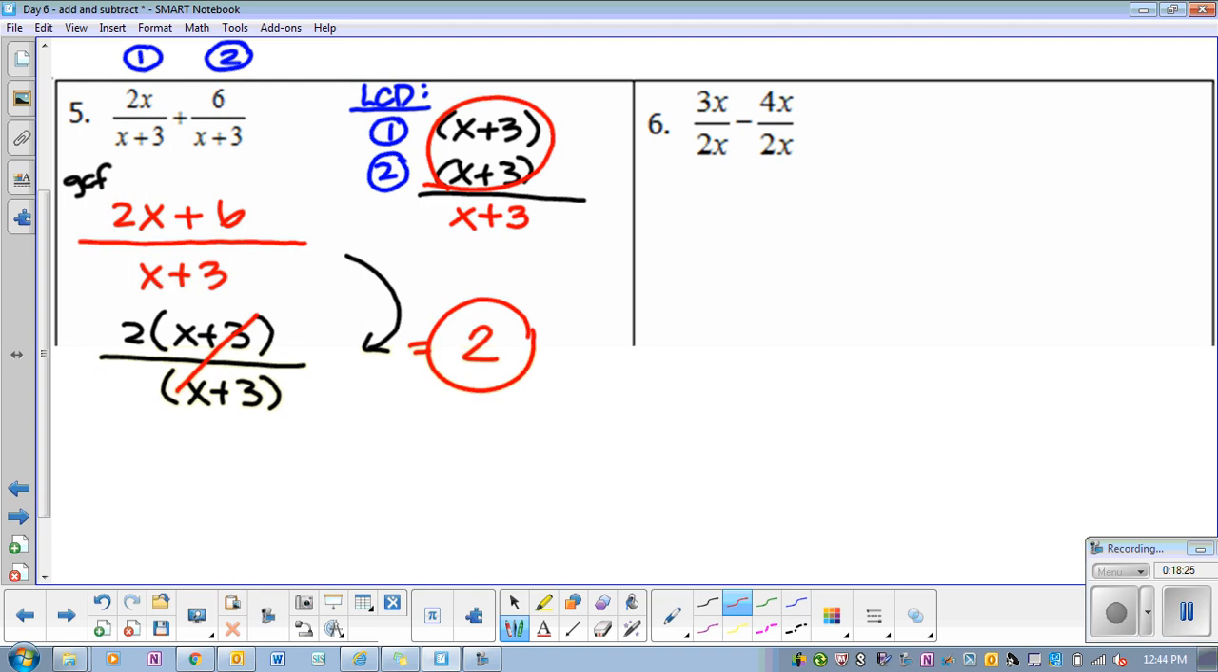All right? All right, so look at number 6. Do I need to find the LCD? No, it's already the same. So then this one, 2x. And on top, I have 3x minus 4x. You guys can combine those, right? Those are like terms. 3x minus 4x equals what? Negative x over 2x. But can you cross out the x's?